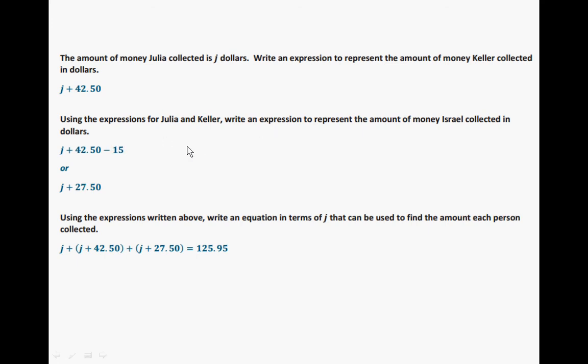Well, then for Israel, he collected $15 less than Keller. Well, if this is representing Keller, then we would take this and subtract the $15 from it, or simplifying it, we'd have J plus $27.50. And then using these expressions, J being for Julia, J plus $42.50 for Keller, and J plus $27.50 for Israel, all three of these equal $125.95.